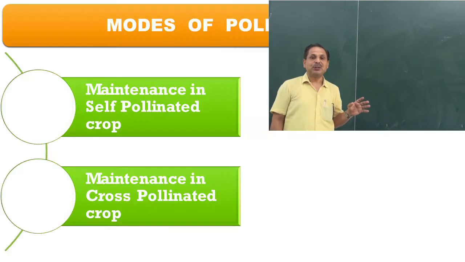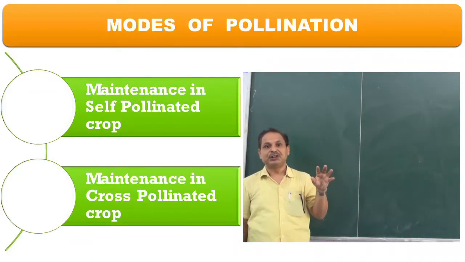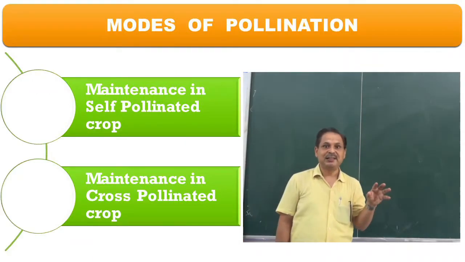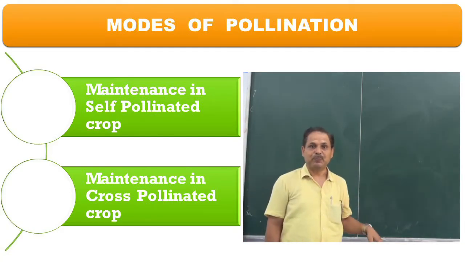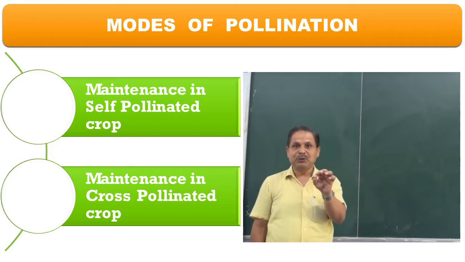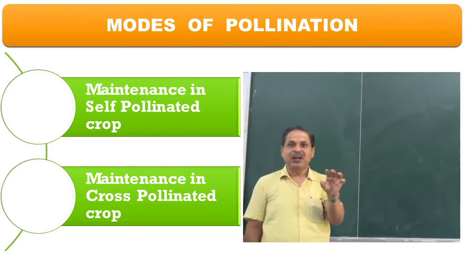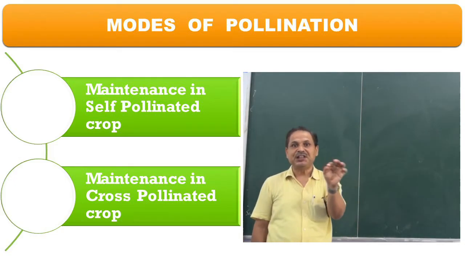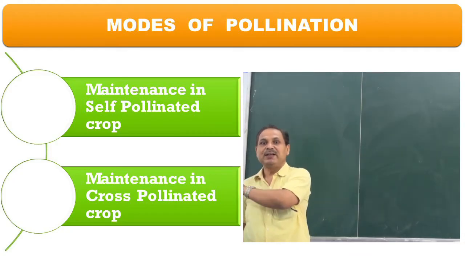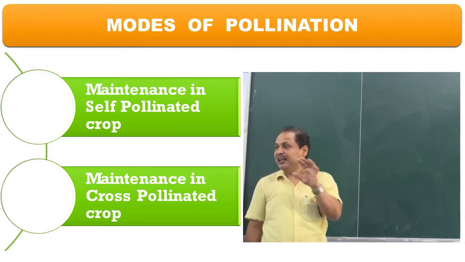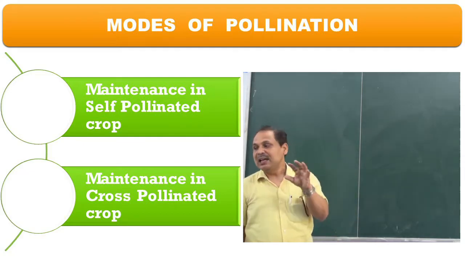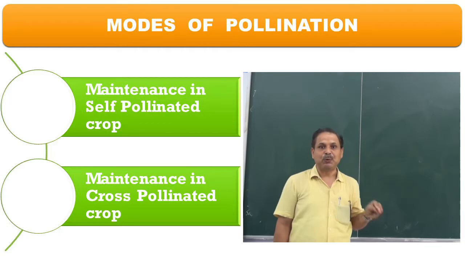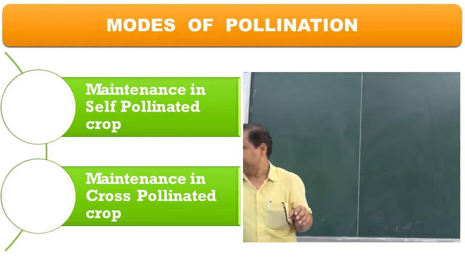When we talk about seed production in agriculture, there are different types of crops depending upon the modes of pollination. Depending upon the mode of pollination, crops may be self-pollinated, cross-pollinated or even often cross-pollinated. So we deal with the maintenance of self-pollinated crops and the maintenance of cross-pollinated crops separately.